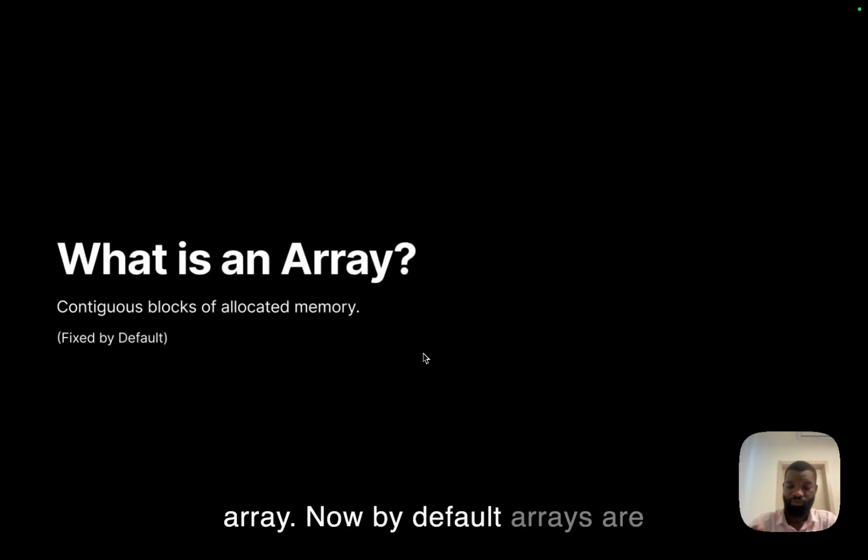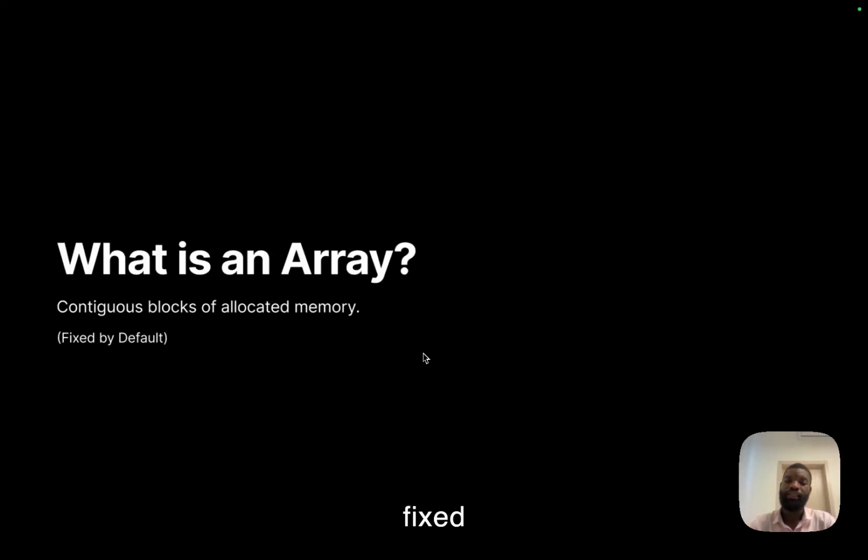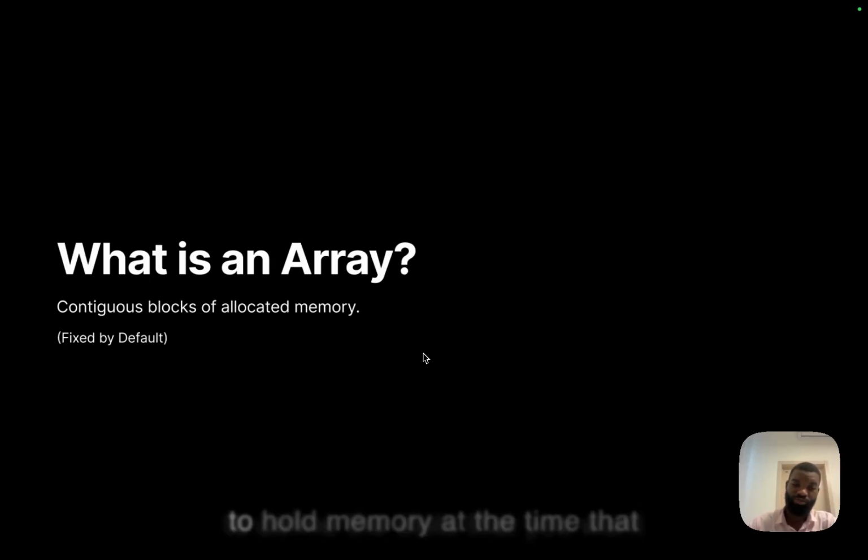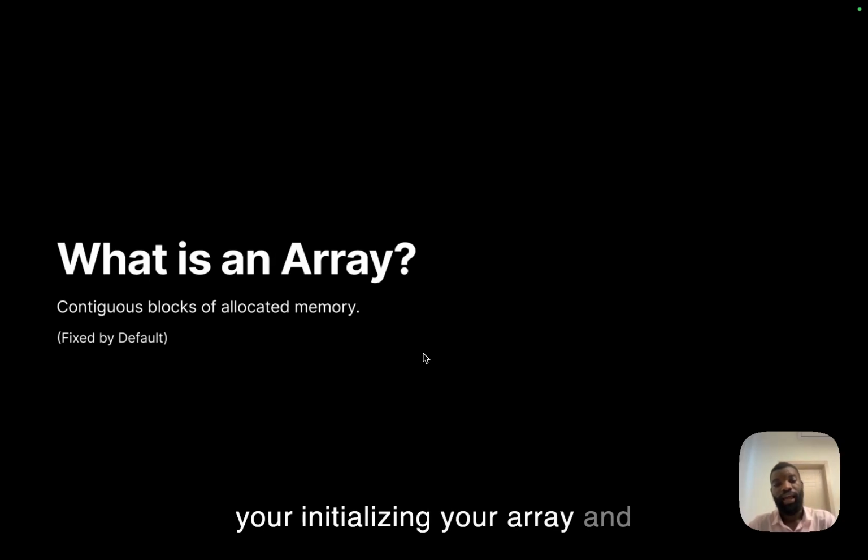Now, by default, arrays are fixed preemptively. So what that means is that you have to define the slots that you want to hold memory at the time that you're defining your array or you're initializing your array. And you are stuck with this fixed number of slots until perhaps you deallocate or free up the memory.